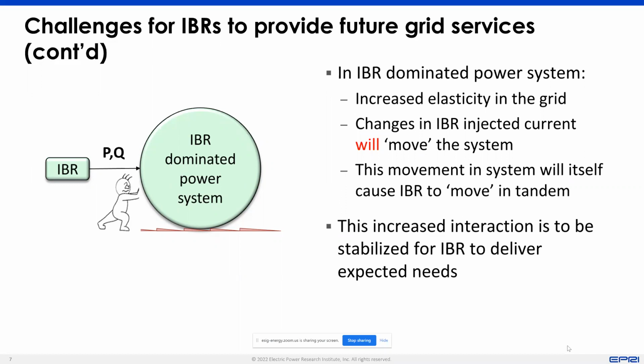Now, of course, this is an extremely high-level way of talking about it. As you go into the weeds of control design and so on, there's a lot more stuff that can come up there. But at a very high level, from a conceptual perspective, this is one way to understand why it is so challenging for inverter-based resources to provide these services as you have more inverter-based resources connected to the network.